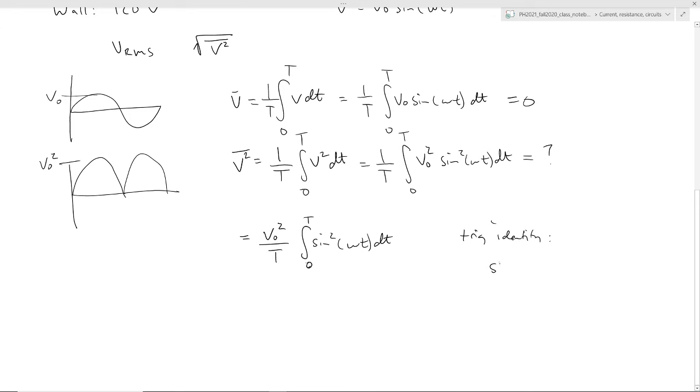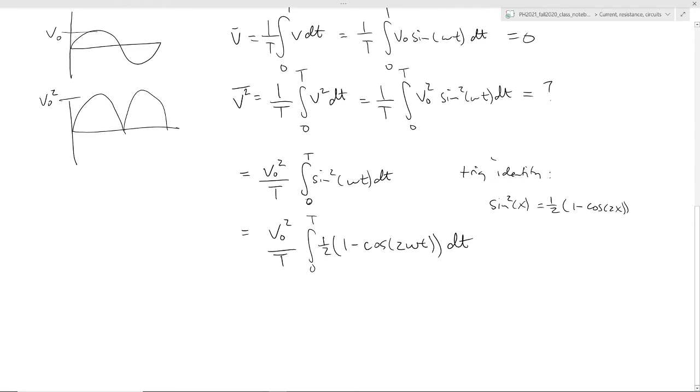That sine squared of x is equal to 1/2 times 1 minus cosine 2x. So we can apply that to this problem. So we would have 1/2 times 1 minus cosine of 2 omega t. And now we have basically our integral has two pieces.